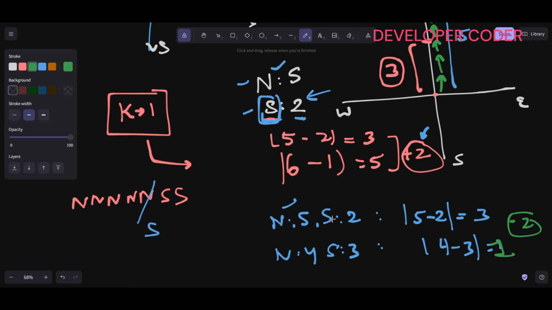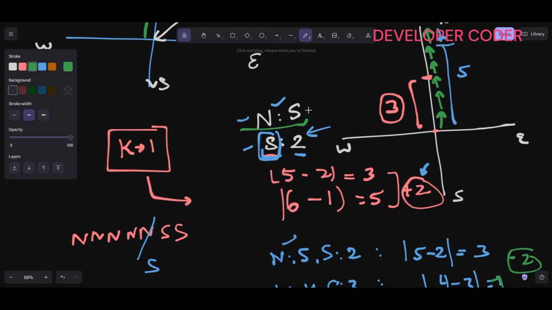So if I change the value which occurs more times, that is going to reduce the Manhattan distance. But if I change the value which occurs fewer times vertically, that is going to increase the distance by plus 2. So from here we derive one more thing: always try to update the direction which occurs fewer times on this vertical line. We need to do the same thing for the horizontal line also, east and west.